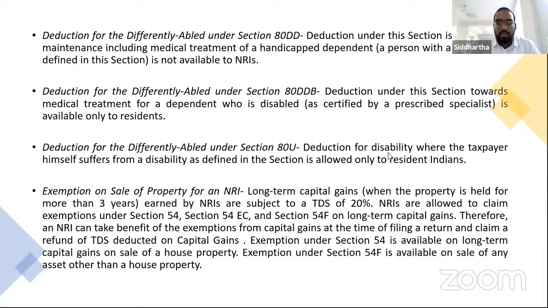Certain exemptions are available for long-term capital gain, that is 80C, 54, 54EC, 54F on long-term capital gain. NRIs are allowed to claim such exemptions. So one thing is, whenever an NRI sells some property in India, if it is a long-term capital gain, then they are subjected to 20% straight TDS. Obviously the total tax may not be 20%, because if he has made an investment as specified in section 54, 54EC and 54F, then his total tax liability may come down. In that case, he has to file his return, claim such exemption under section 54, 54EC, 54F for long-term capital gain, and then claim a refund of the TDS deducted earlier.